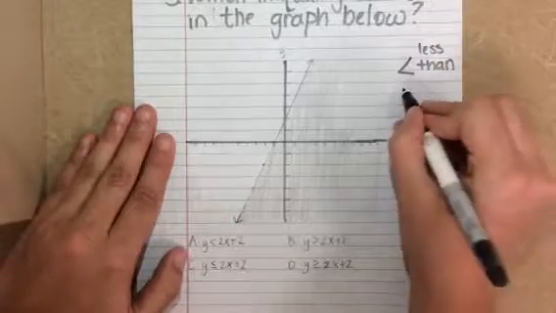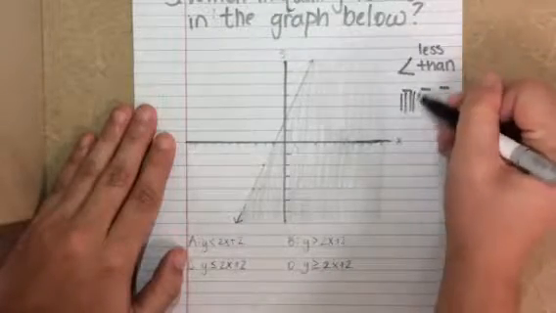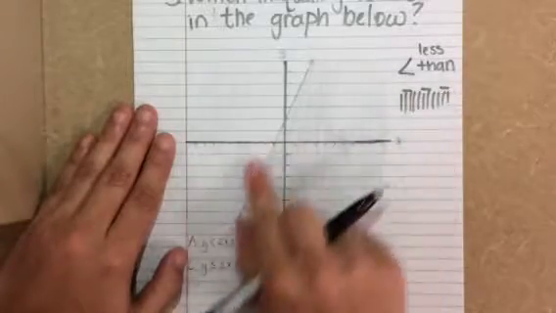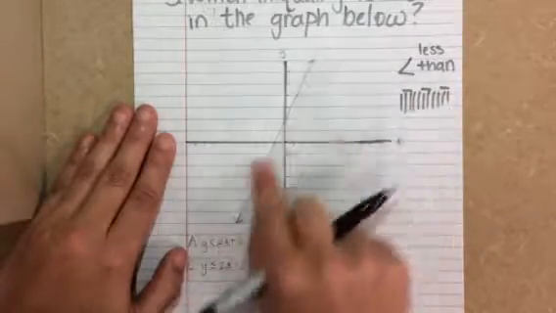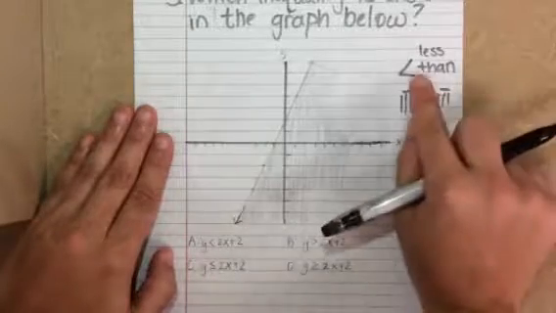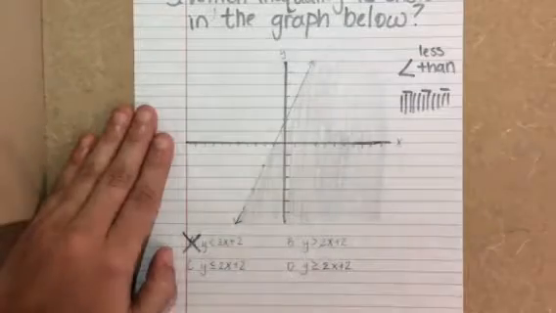And when you have this symbol, you have a dashed line and you shade below the line. So I'm going to go and check this out. Is this a dashed line? No, it looks pretty solid to me. I don't have anything stopping it there. So I'm going to go to the one that has this less than symbol and I'm going to mark it wrong.